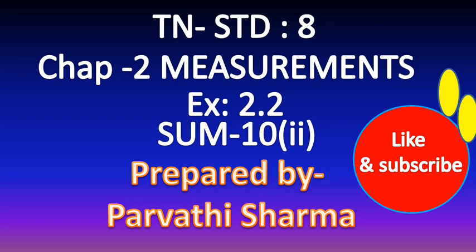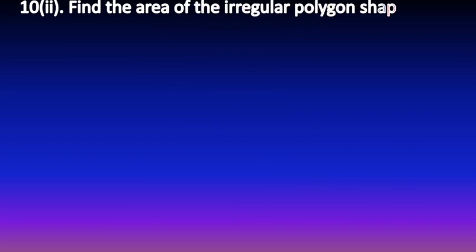Exercise 2.2 Sum 10 question number 2. Here is the given sum. Find the area of the irregular polygon shaped field given below. This is the irregular polygon shaped field given here. You can see different shapes inside it. Now we have to find the area of this irregular polygon shaped field.